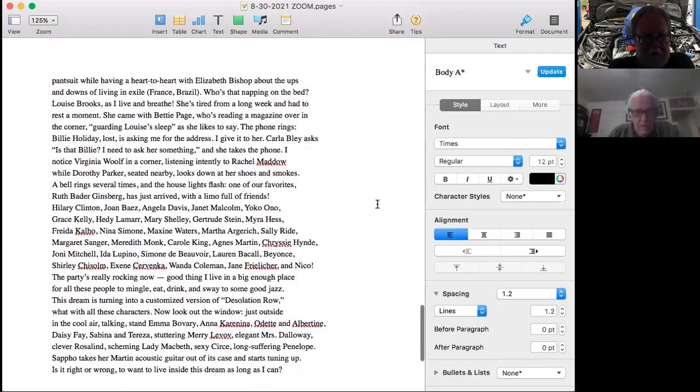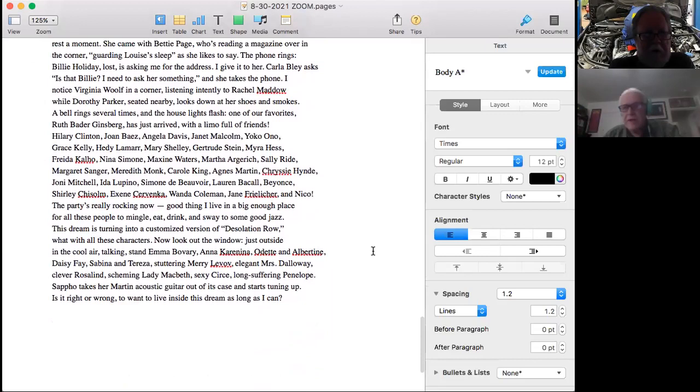Is that Sabina? Sabina and Teresa are the two main female characters in Milan Kundera's The Unbearable Lightness of Being. Oh, wow. And there's something I have not revisited since the beginning. Sabina representing the free spirit of the artist, and Teresa representing the clinging, needy, emotional person. The visuals are all flooding back now. Yeah. And then Mary Levov is the psychotic daughter in Philip Roth's American Pastoral.